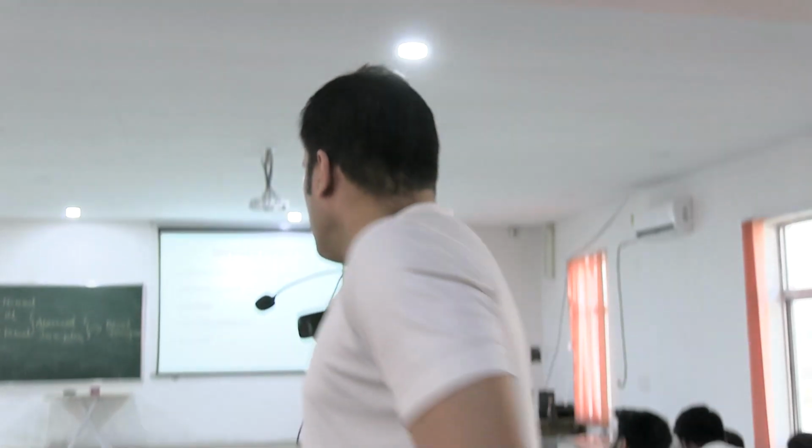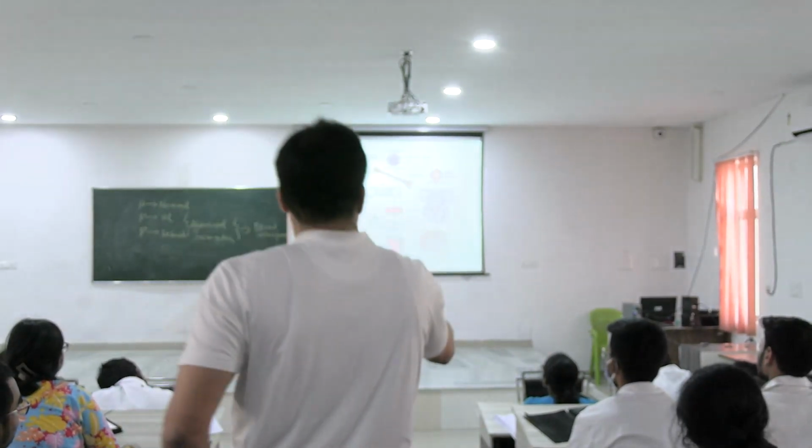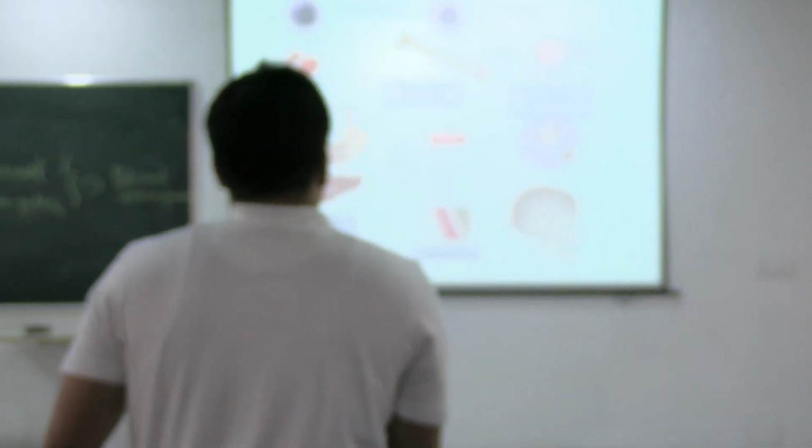Because of iron overload, the iron gets accumulated in various parenchymal organs like the heart, liver, spleen, kidney, giving rise to what is known as hemochromatosis and hemosiderosis. Hemochromatosis and hemosiderosis. Okay.